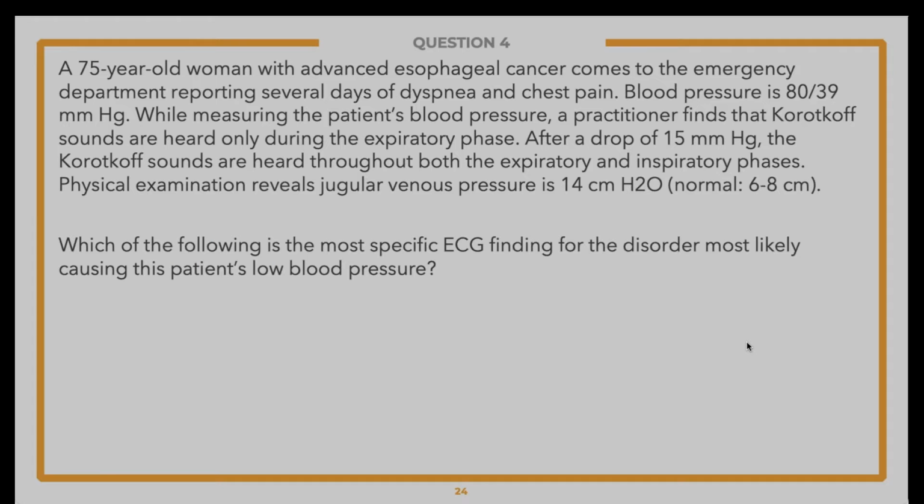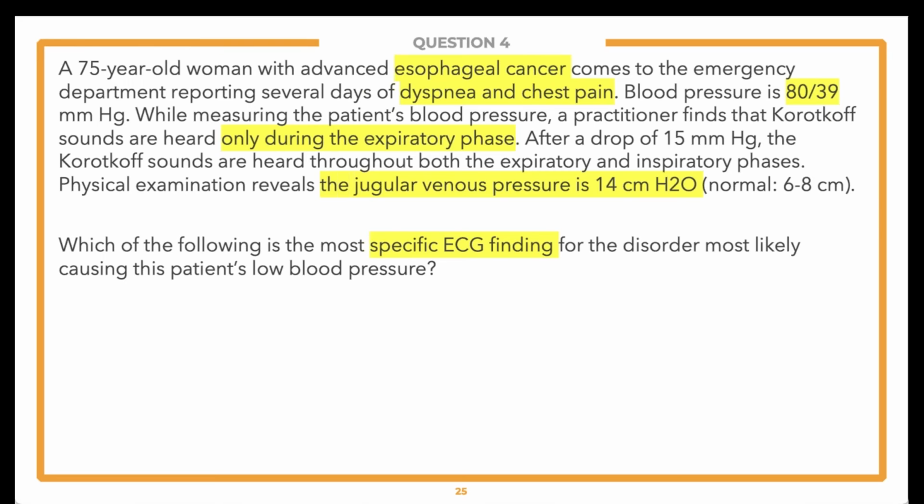All right, so we have another tricky one here. This was a high yield question, and one that you will be asked something along this realm of possibility on your exam. So I'm going to go into what really breaks down in this question. What's high yield in this question, right? So we have a 75-year-old woman, sorry, female, with advanced esophageal cancer. Okay, cool. She's got dysphagia and chest pain. Blood pressure is low, 80/39, and they mentioned this heart sound situation, right?